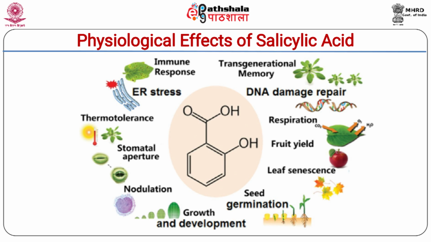Apart from being a key signal in the regulation of thermogenesis and disease resistance, salicylic acid directly and indirectly influences various vital processes such as seed germination, seedling establishment, cell growth, respiration, stomatal closure, senescence associated gene expression, thermotolerance, nodulation in legumes, fruit yield and responses to abiotic stresses.